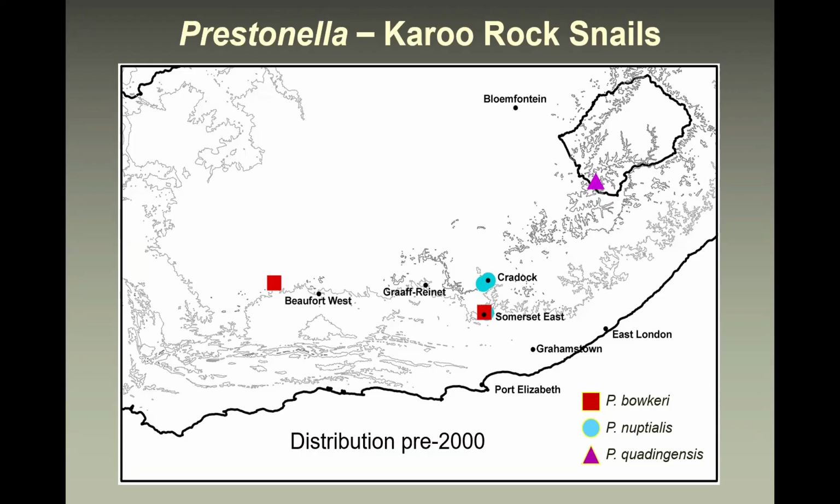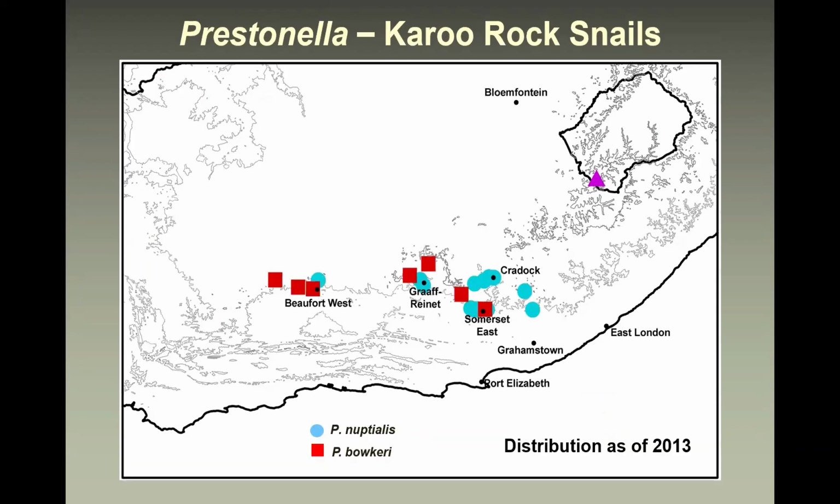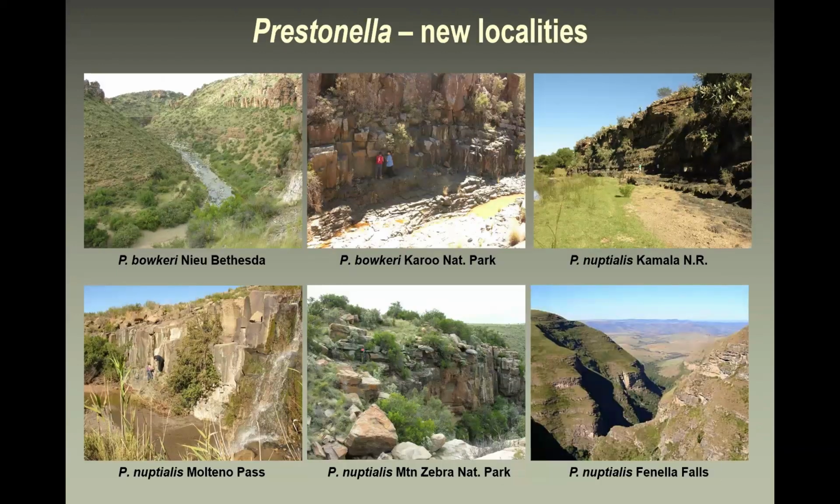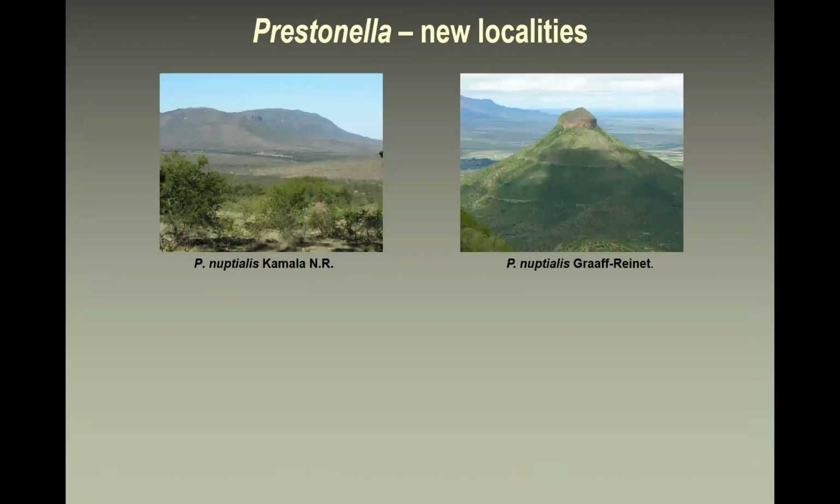So the distribution of Prestonella pre-2000, the distribution now, we can see that they're all along the southern edge of the Great Escarpment in South Africa. And many, many more localities we found them. And they're always associated with river gorges, rocky walls, and such like. Also associated with the edges of escarpments like this here, and this Inselberg type habitat.